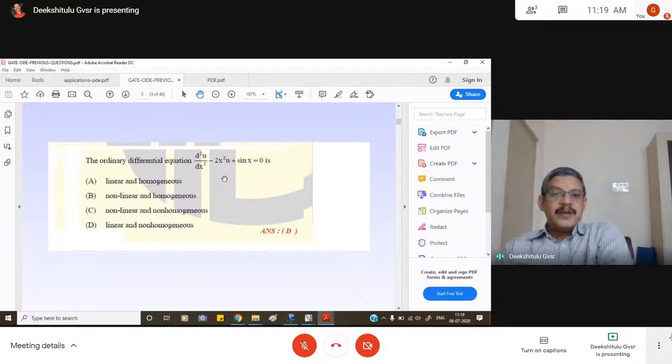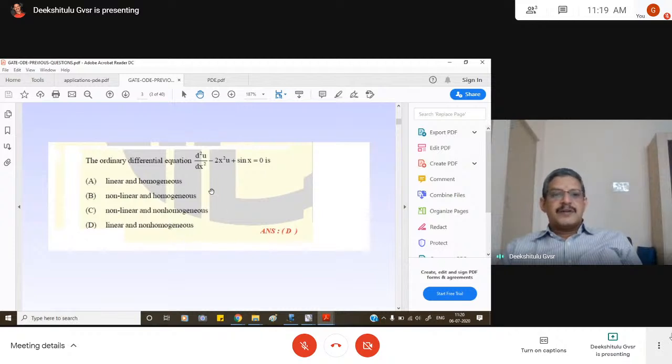What is the dependent variable here? U. Yes, it is linear because the degree of u is 1 here. The degree of d square u by dx square is also 1, and we don't have products like u into du by dx or u into d square u by dx square. So it is a linear equation in u. Is it homogeneous? No, it is non-homogeneous. So it is not non-linear homogeneous. So the options are non-linear non-homogeneous and linear non-homogeneous.